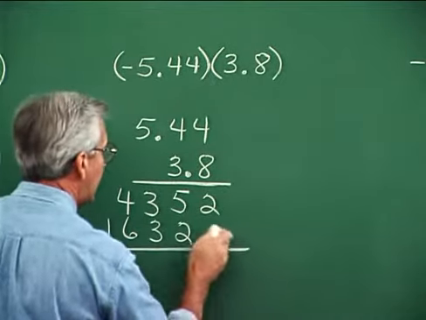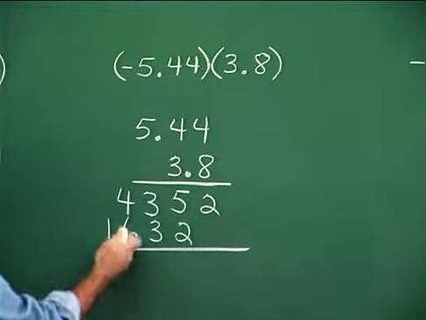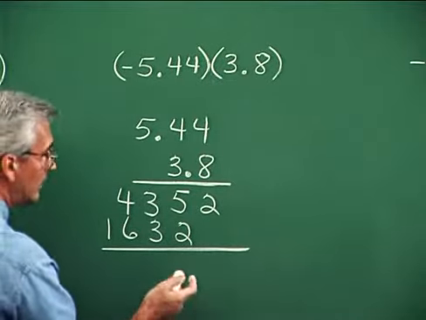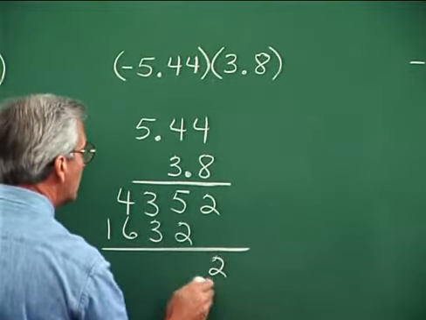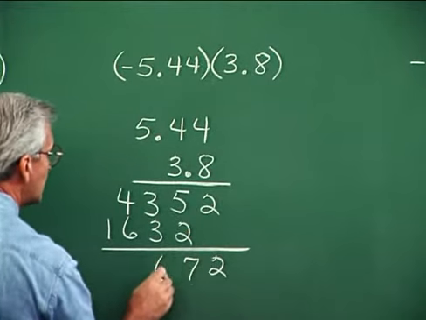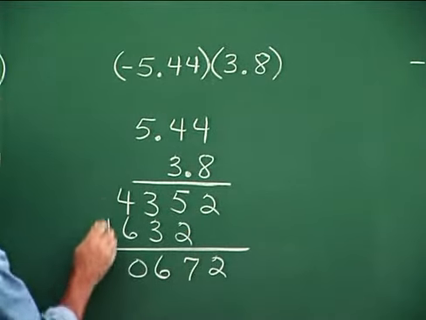And now I draw the line and add digits. And here's where it's important to have the digits in line with one another or in columns. So 2 and nothing is 2. 5 and 2, 7. 3 and 3, 6. 6 and 4, 10. Put down the 0, carry the 1.